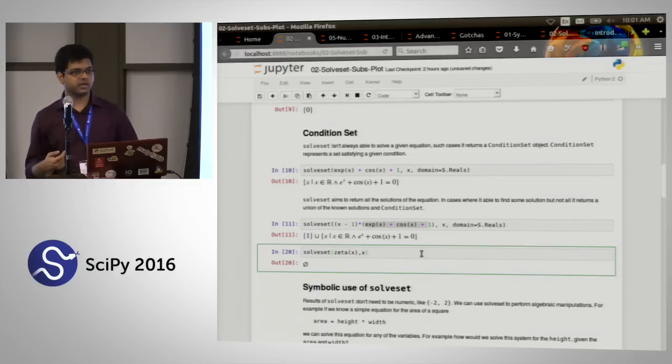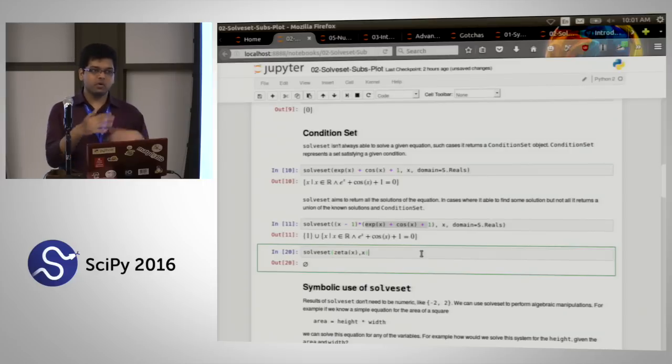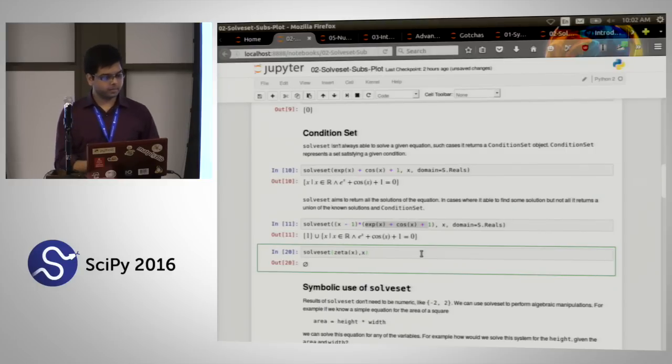So you can use condition set to maybe try if some equation is satisfying or not. And we are building more methods in it so that you can simplify condition sets, or it can do intersection with other things and all.